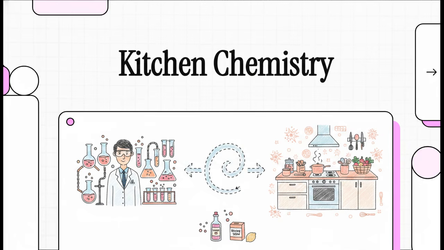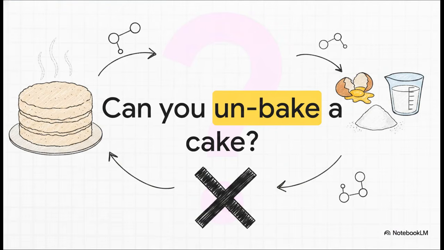In today's explainer, we're going to learn how to spot the invisible world of chemical reactions happening right in front of our eyes, and we're going to do it using nothing but everyday household items. Okay, let's dive right in with what sounds like a totally impossible question. Can you unbake a cake?